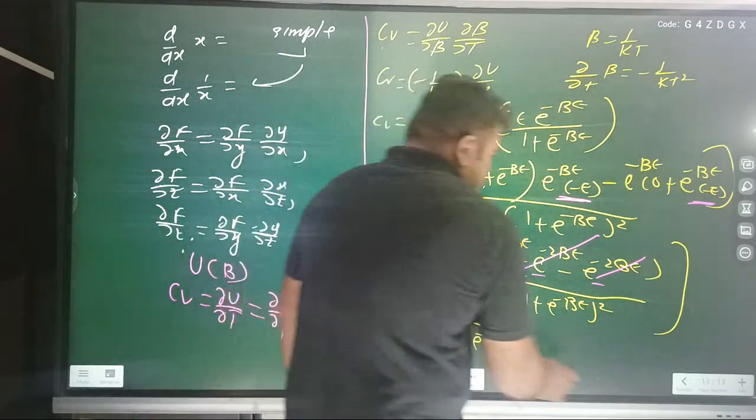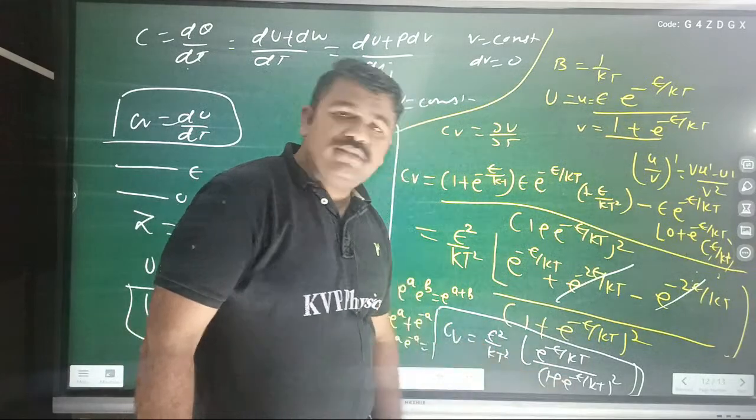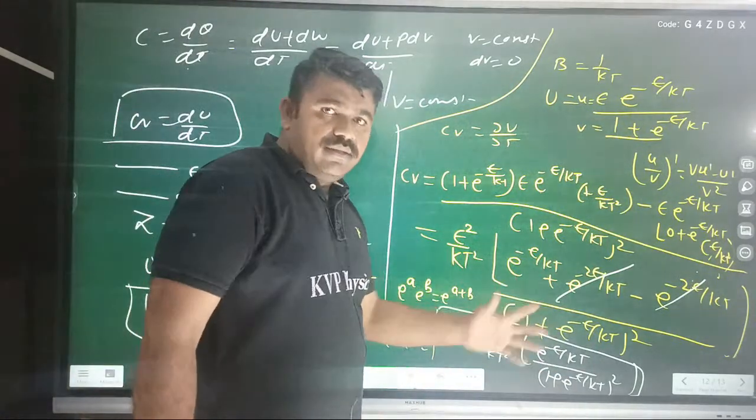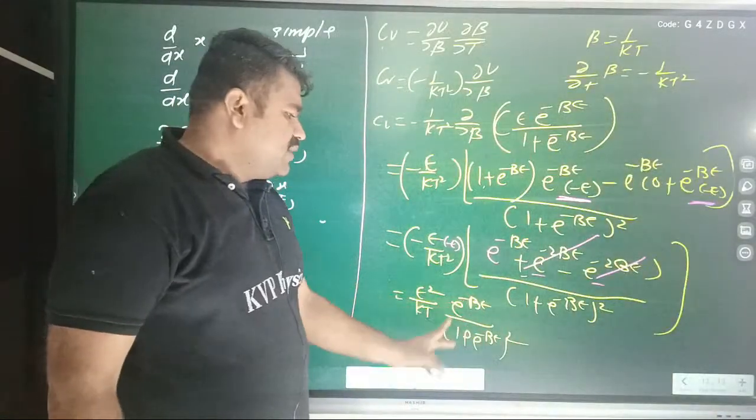लेकिन हमारा जो आंसर है तो क्या है? आंसर इज e to the power minus epsilon upon kT, 1 plus e to the power minus epsilon upon kT bracket square. यहाँ तो a आंसर आ रहा है, इधर क्या आ रहा है? तो here getting e to the power minus beta epsilon upon this one.